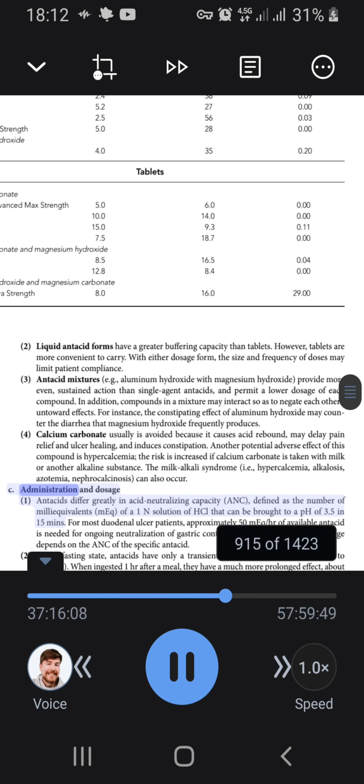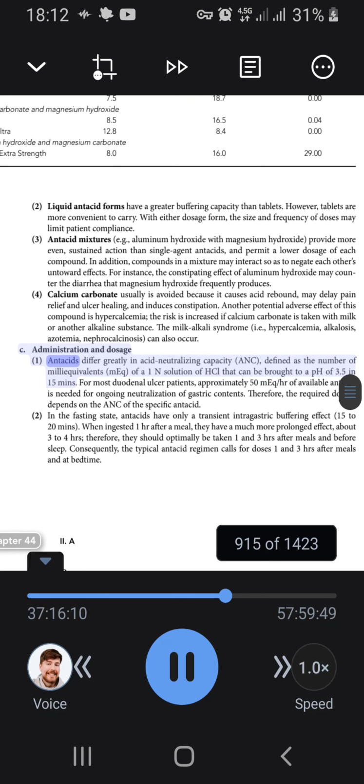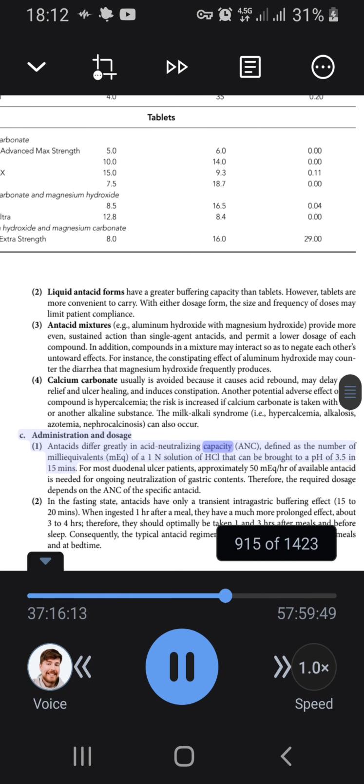C. Administration and dosage. 1. Antacids differ greatly in acid neutralizing capacity, or ANC, defined as the number of milliequivalents, mEq, of a 1N solution of HCl that can be brought to a pH of 3.5 in 15 minutes. For most duodenal ulcer patients, approximately 50 mEq of available antacid is needed for ongoing neutralization of gastric contents. Therefore, the required dosage depends on the ANC of the specific antacid.